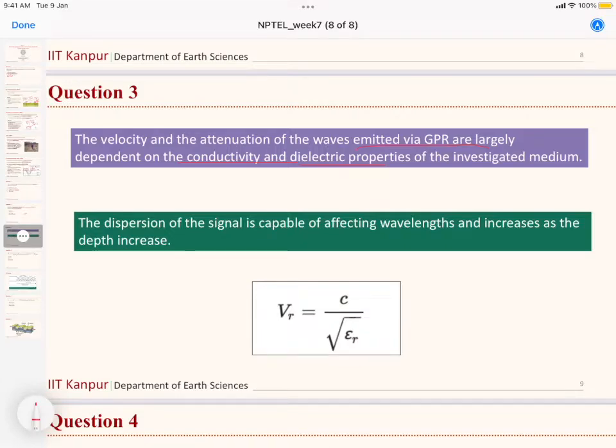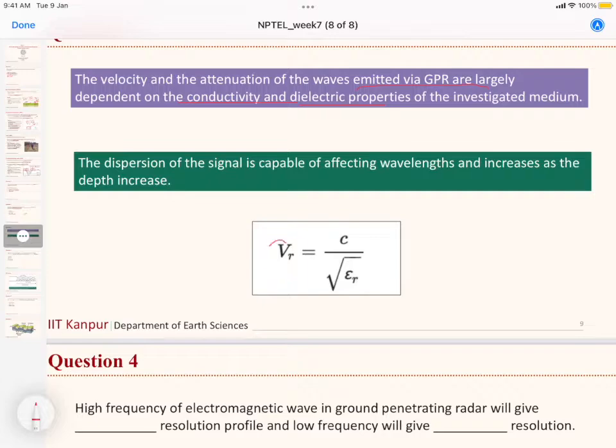So if you look at this equation, where v is the velocity of the GPR wave, c is the speed of light, and epsilon r is the relative permittivity, you can see that the velocity is inversely proportional to the permittivity. So as long as you have high permittivity, your velocity will decrease, and then the energy of the wave will decrease, and the depth of penetration will decrease. So this is the physics behind why it is decreasing.